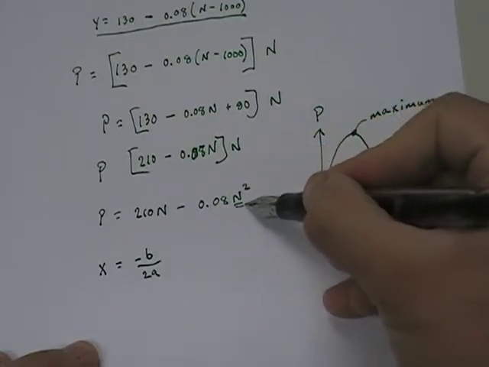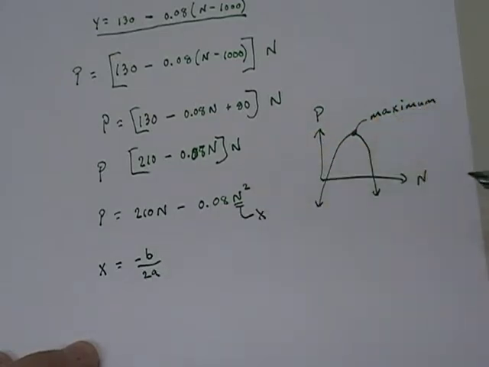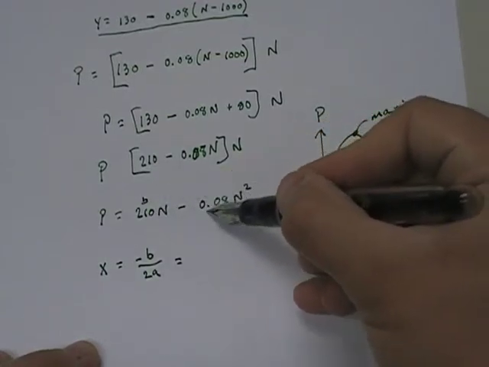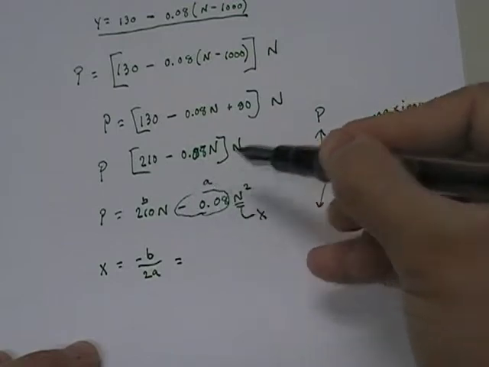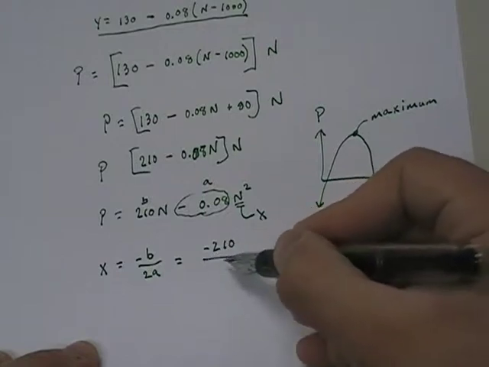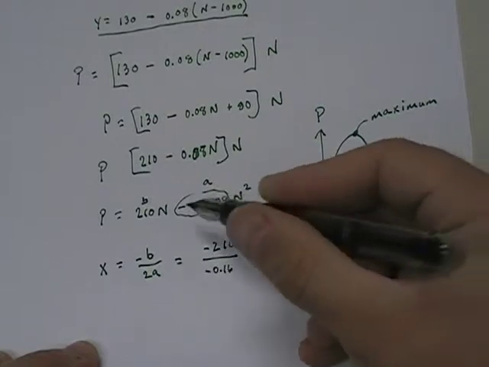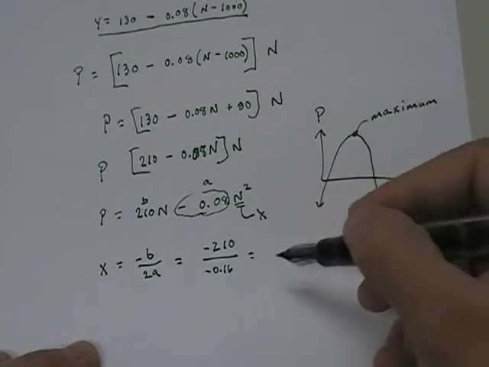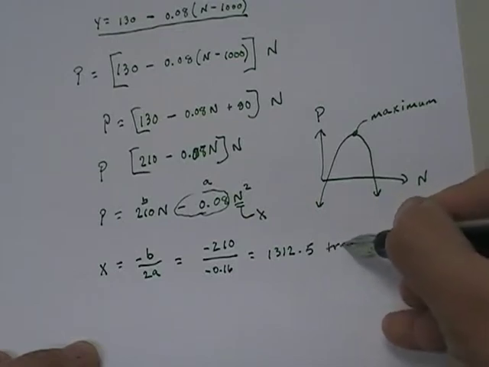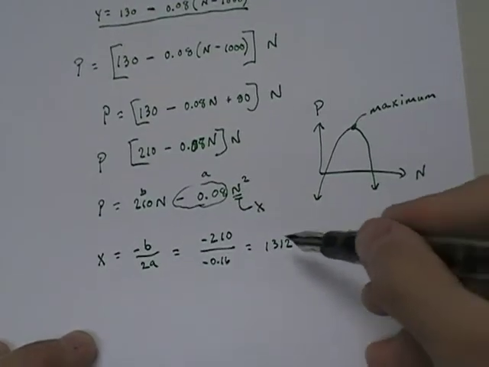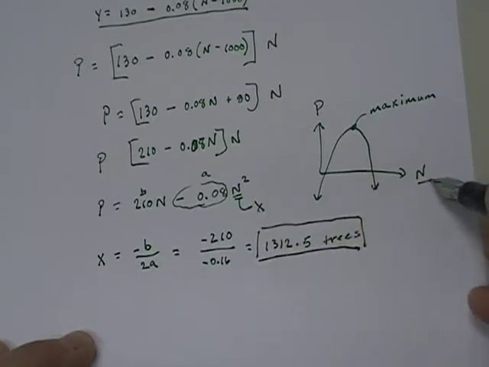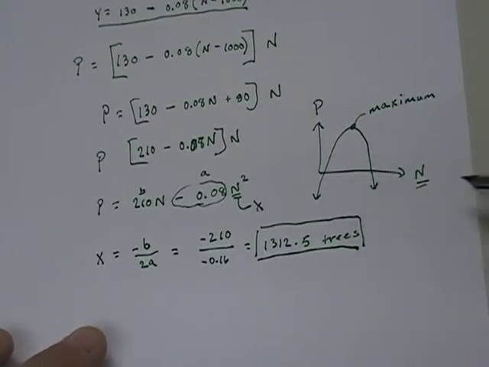Now in our case, the x-coordinate would be N. Okay? So negative b over 2a, this is b, and this is a. So in our case, it's going to be negative 210 over negative 0.16. 2 times 0.08 is 0.16. When I do that division, I come up with 1312.5 trees. Okay, so that's how many trees we need to maximize our profit. That's our N coordinate, or our x coordinate, our horizontal axis.